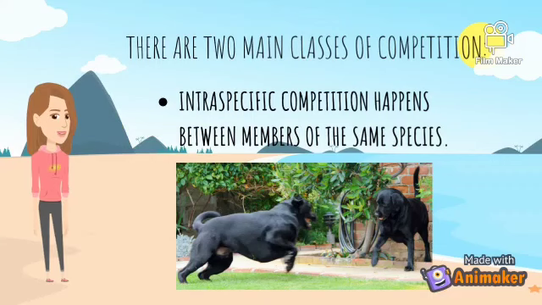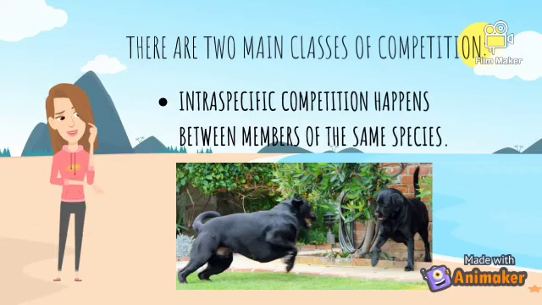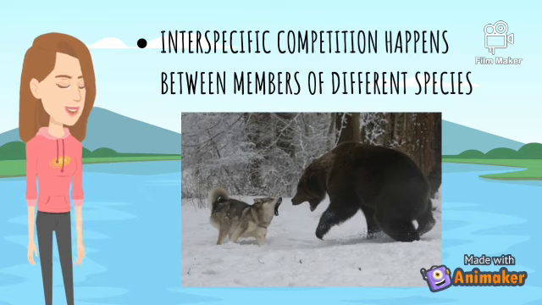There are two main classes of competition. Intraspecific competition happens between members of the same species. Interspecific competition happens between members of different species.